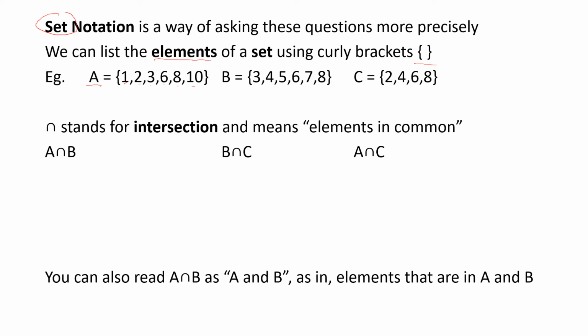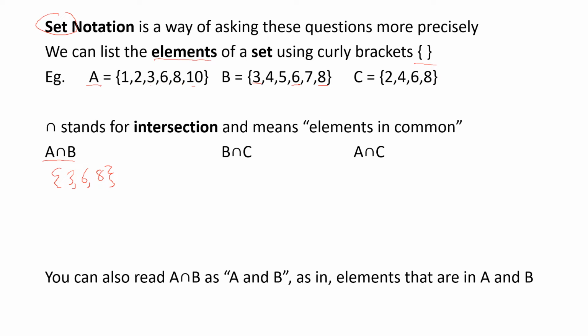Now the first important bit of notation here is this symbol. This is the intersection symbol, and it means things that they have in common. So if we were told A intersection B, we'd want to write down all of the elements that are both in A and in B. Now if we go through and we look at A and B, well, they both have a 3 in them, they both have a 6 in them, and they both have an 8 in them. So our set of A and B, or A intersect B, will be 3, 6, and 8.